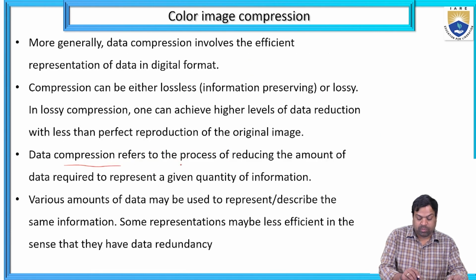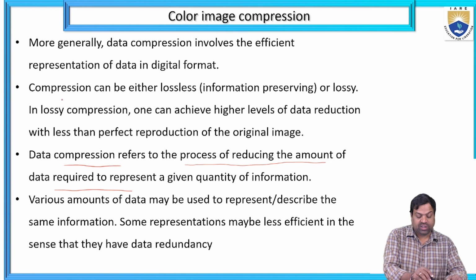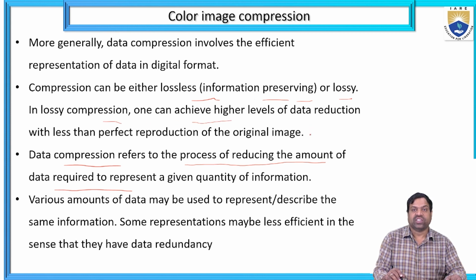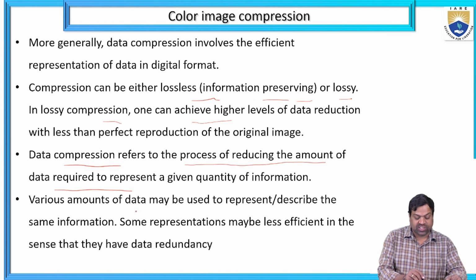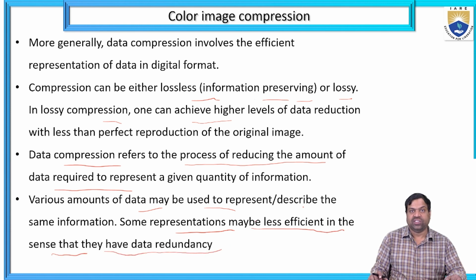Data compression is the process of reducing the amount of data required to represent a given quantity of information. The compression can be lossless, or information preserving, or lossy. With lossy compression, one can achieve higher levels of data reduction, but with less than perfect reproduction of the original image. Various amounts of data may be used to represent the same information. Some representations may be less efficient in the sense that they have data redundancy.